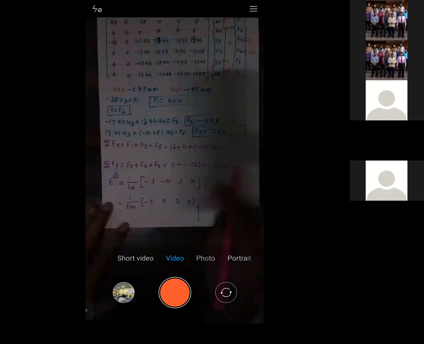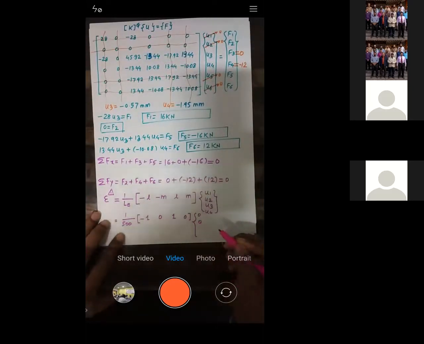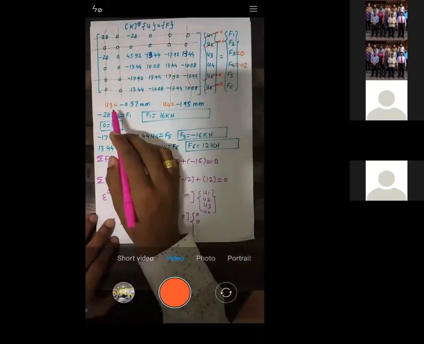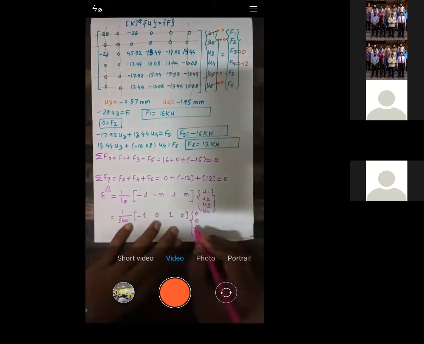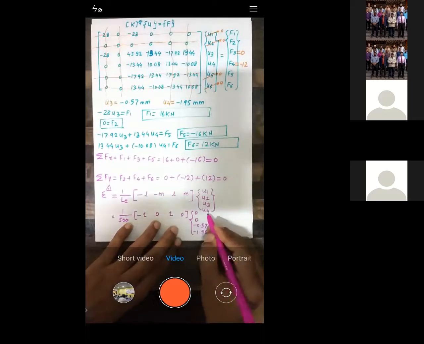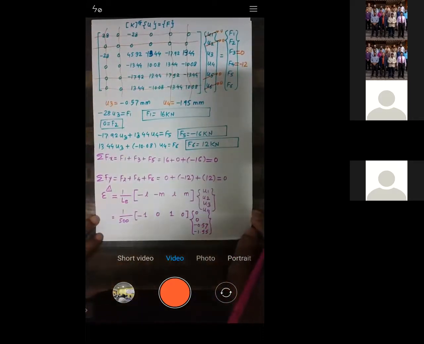What is U1, U2? They are 0. Displacement at node 1 in the X and Y direction is 0. U1 is 0, U2 is 0. What is U3 and U4? U3 and U4 we have calculated, that is nothing but minus 0.57 and minus 1.95.